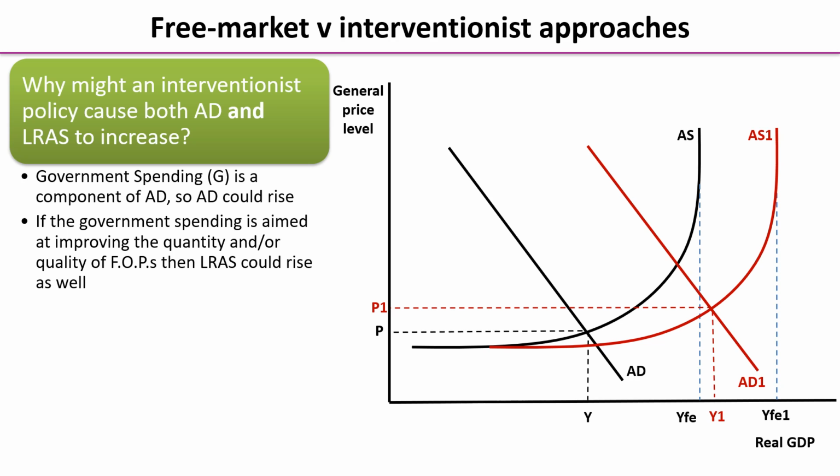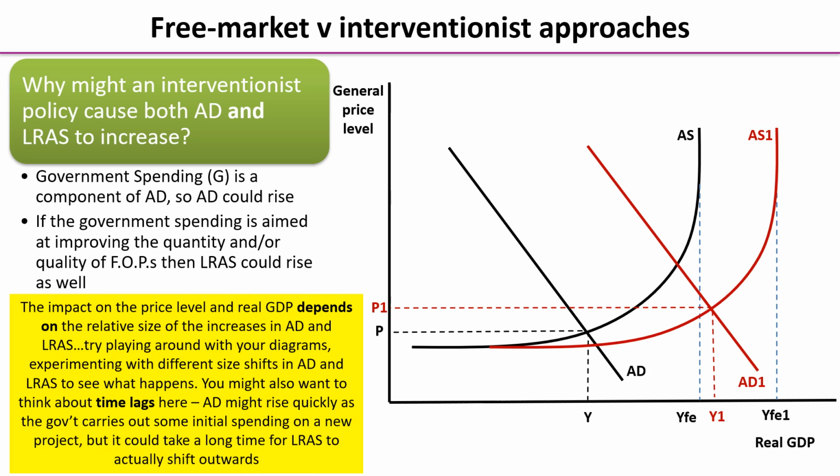But how do you know how far to shift both of those two curves? In this case, we had a significant rise in both. And the extent of that change depends on how far you draw the shift outwards in the two diagrams. So something you can practice is playing around with these diagrams, sketching them out in different situations, and seeing the effect of changing the amount by which you shift each of those curves. For example, in this case, if you don't shift AD outwards as much, you might end up even with a lower price level than you started with.